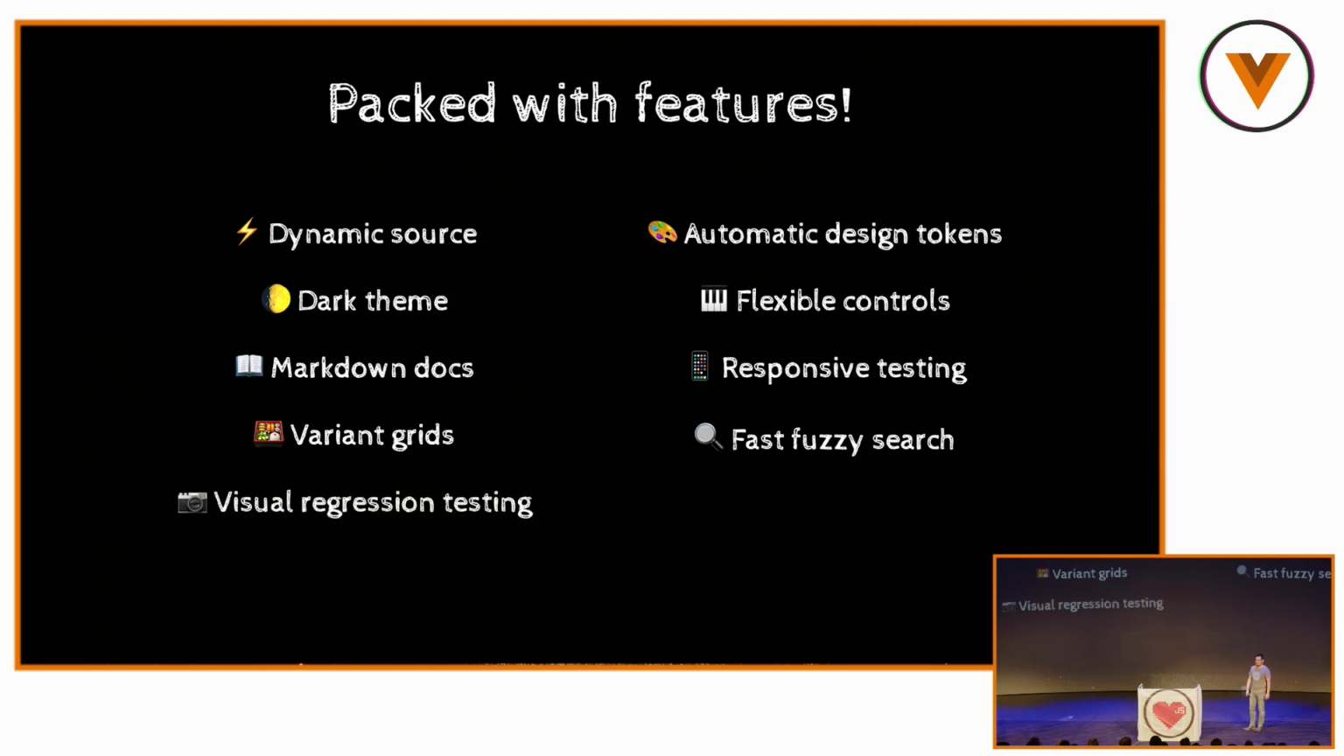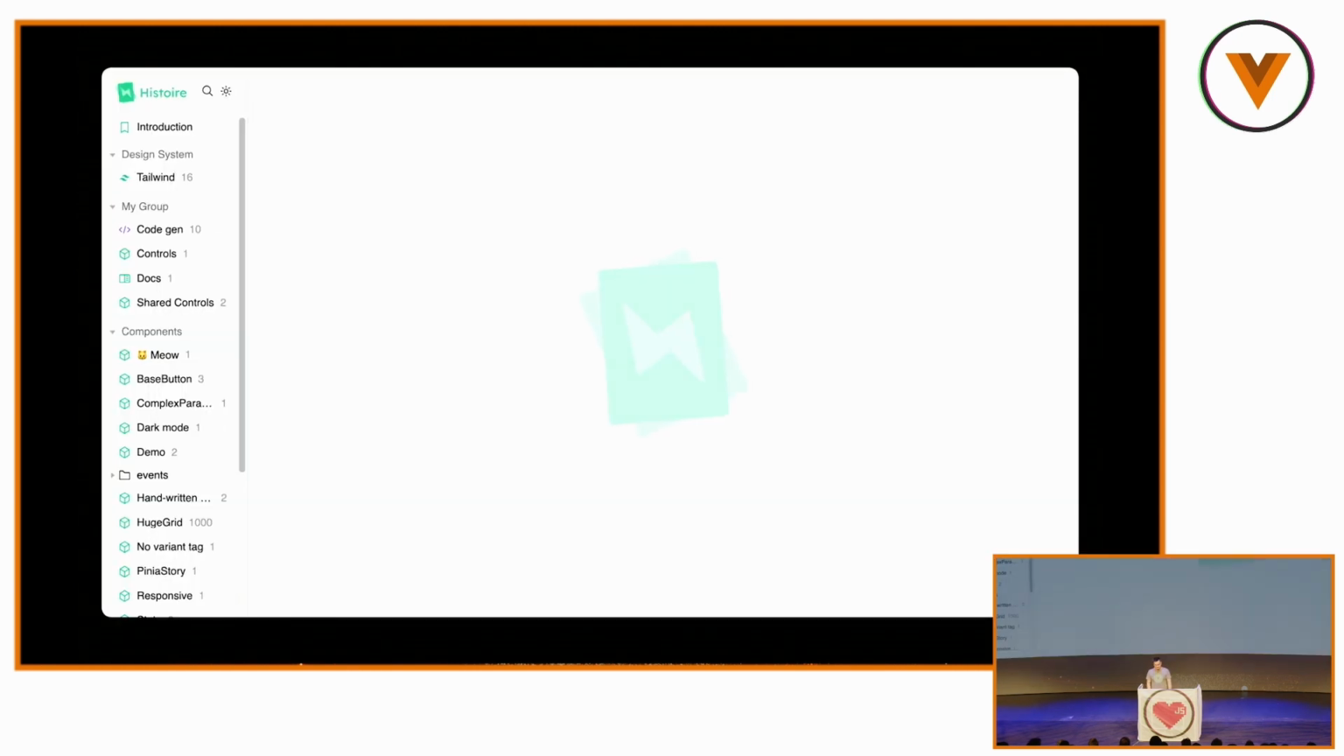You can also already do some visual regression testing. I have a simple integration that takes screenshots, and I also have a Percy integration. So if you know Percy to do visual regression testing, you can do that. And obviously, the work is never done, so Histoire might get some new features down the road. So I guess it's time for a demo, right?